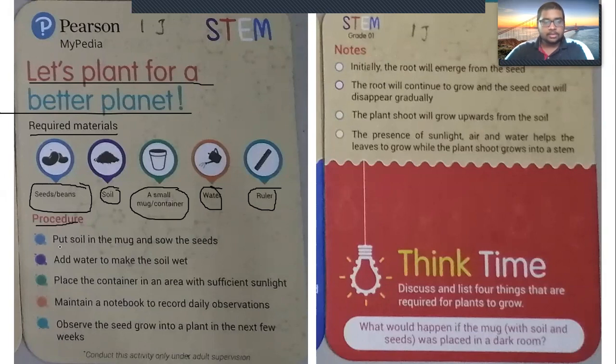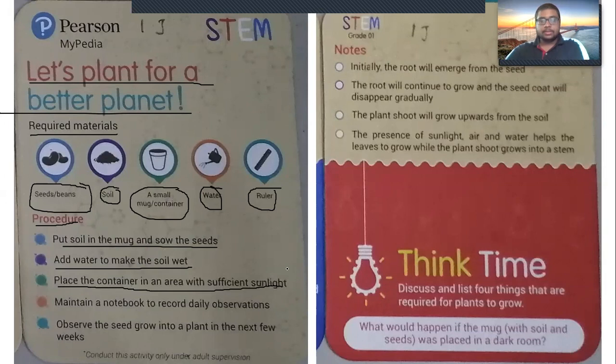Put soil in a mug and sow the seeds. Okay, now if there is a mug, then put the soil inside it and then sow the seeds inside it. That's the first step. The second step is to add water to make the soil wet. Be careful, you don't have to water it too much. Third, now place the container in an area with sufficient sunlight.